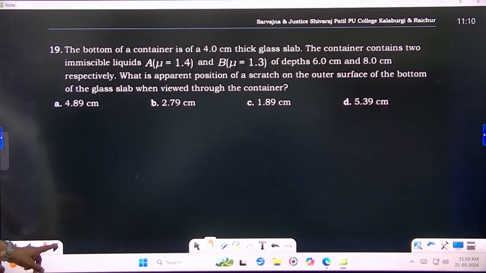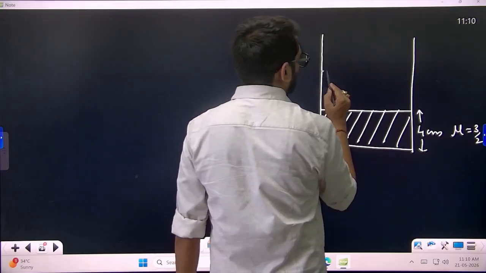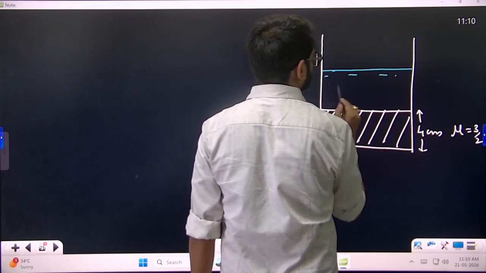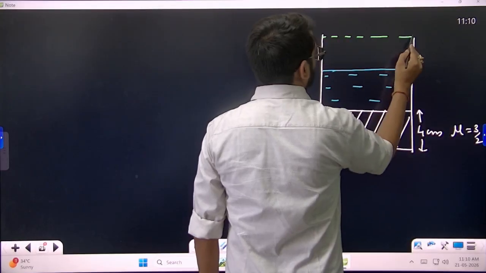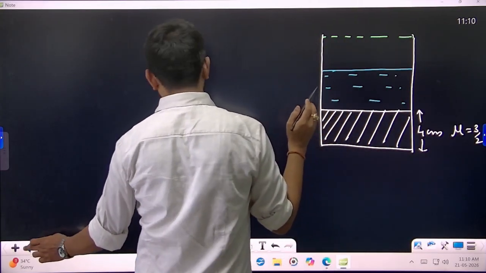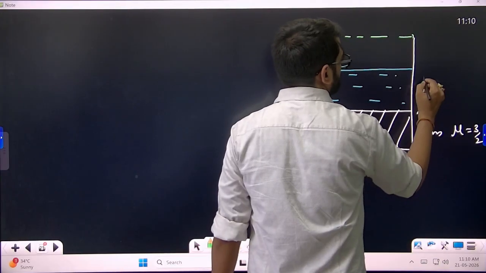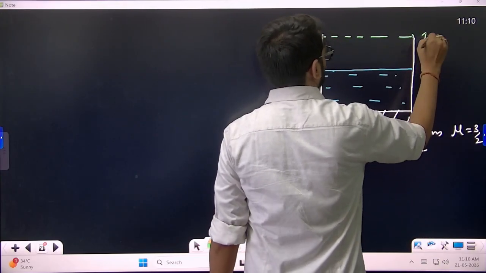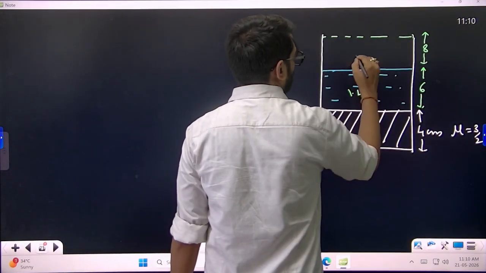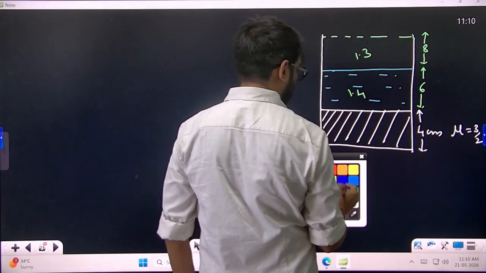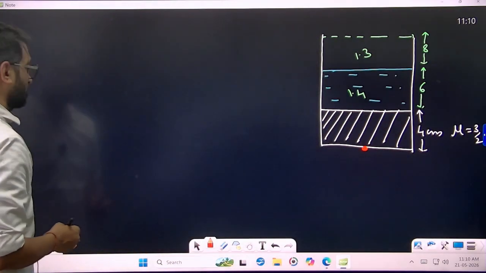It has two immiscible liquids A and B. So A liquid is here, and then there is another liquid B. The thickness of A liquid is 6 and this is 8. Then the refractive index of A is 1.4, and this is 1.3. It is given that there is a scratch at the outer surface.